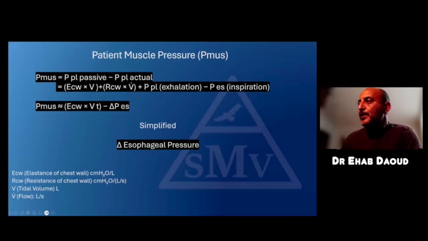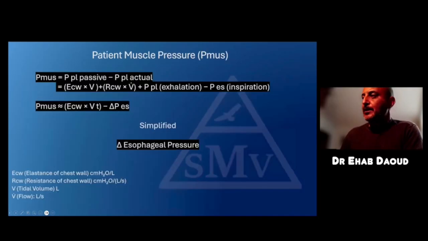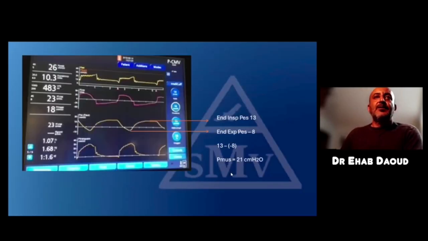So if I go back to that first picture here, during relaxation, say this was 10, the inspiratory pleural pressure, and when the patient took a deep breath, it went down to -10. So that's a delta of about 20 centimeters of water. And I have this example again, inspiratory esophageal pressure 13, and the expiratory is -8. So 13 minus -8 equals 21.